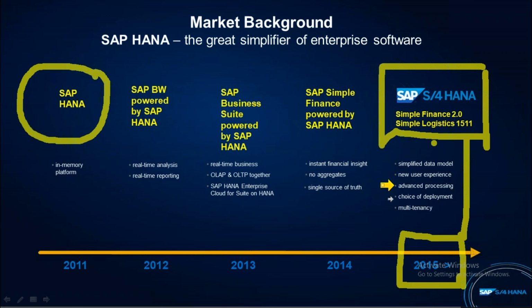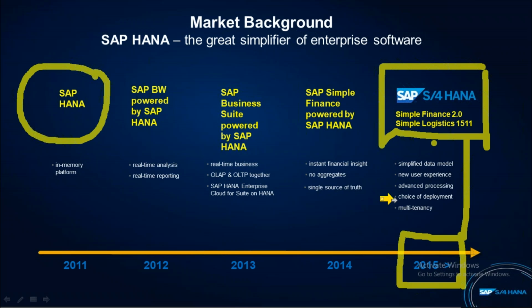Advanced processing in the backend, the choice of deployment for on-premise. So customers prefer to stay on-premise. However, there are cloud options like Ariba for the procurement, and then you have Hybris for sales and marketing, with the CRM solutions from the cloud of the Hybris.